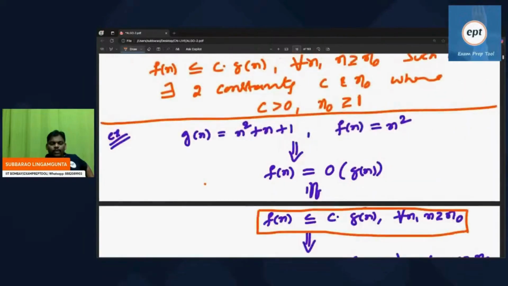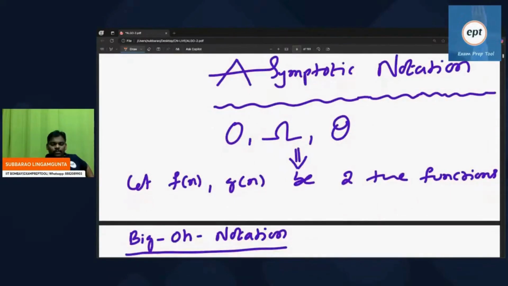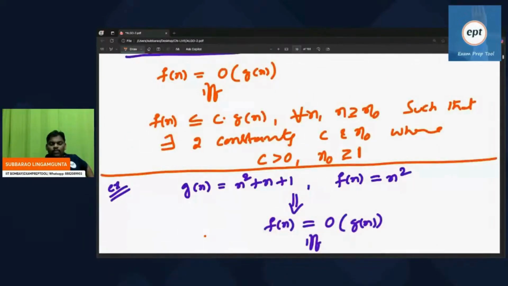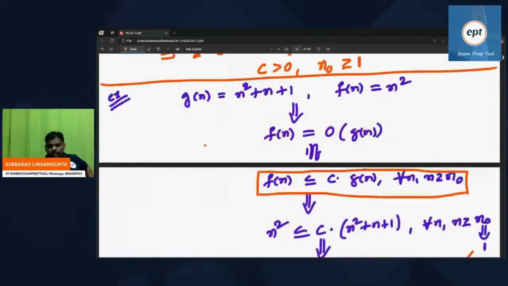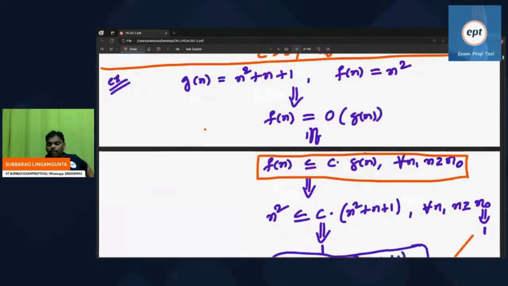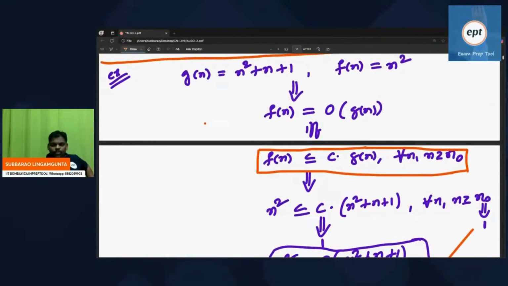Let me know if anyone has any doubt. The topic is asymptotic notation: big O, omega, theta. Let f(n) and g(n) be two positive functions. f(n) is equal to big O of g(n) if and only if this condition is satisfied. I gave one example also. Please let me know if anyone has any issue.